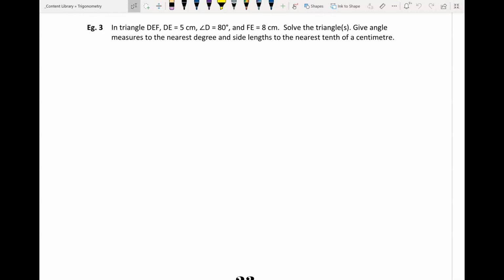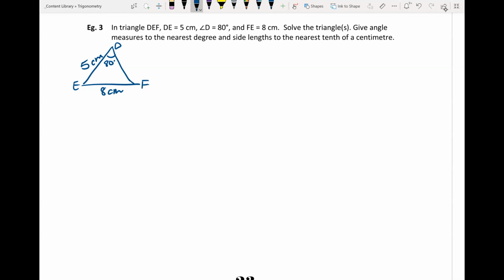We're given information about a triangle called DEF. I'm just going to draw a triangle with vertices D, E, and F. I know the side DE is 5 centimeters and the angle D is 80 degrees and side FE is 8 centimeters. So this is our picture of this triangle.